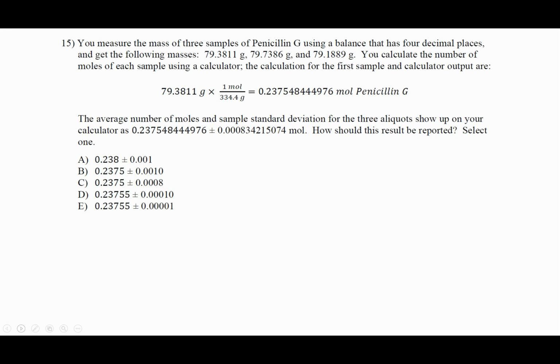Well, rule number 1, report the error with one significant figure unless it begins with a 1 or 2. It does not begin with a 1 or 2, so we have plus or minus 0.0008, so 0.2375. Okay, so rule 2, you have to report the answer to the same precision, so 0.2375.